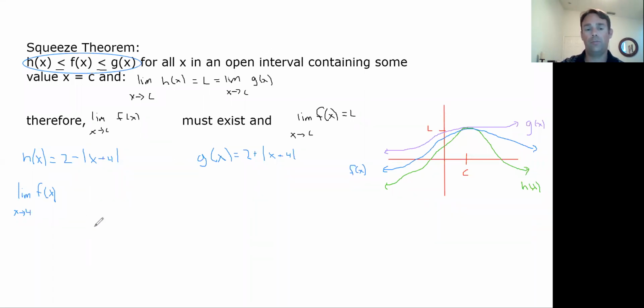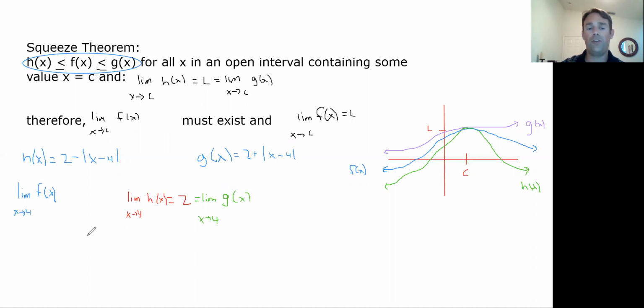But here's what the squeeze theorem says. What if I know that h of x is always less than g of x? Let's figure out what h of x is. If I plug 4 into that h of x equation, I'm going to get the value of 2. But notice, if I plug 4 into my g of x function, that should have been a minus there. Sometimes I don't read my own handwriting. If I plug 4 into my g of x function, that's also going to be equal to 2.